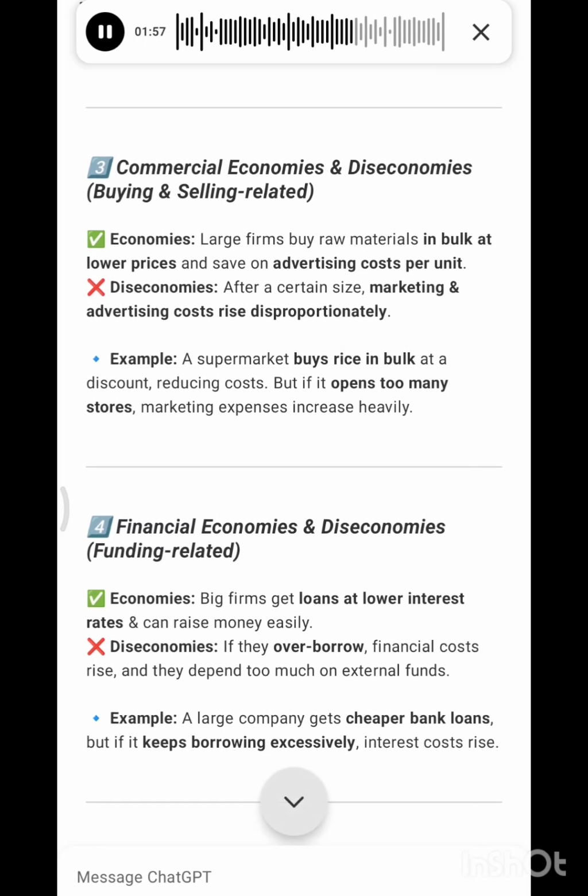4. Financial economies and diseconomies, funding related. Economies: big firms get loans at lower interest rates and can raise money easily. Diseconomies: if they overborrow, financial costs rise, and they depend too much on external funds. Example: a large company gets cheaper bank loans, but if it keeps borrowing excessively, interest costs rise.